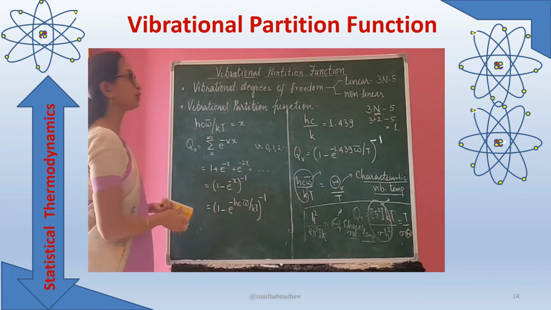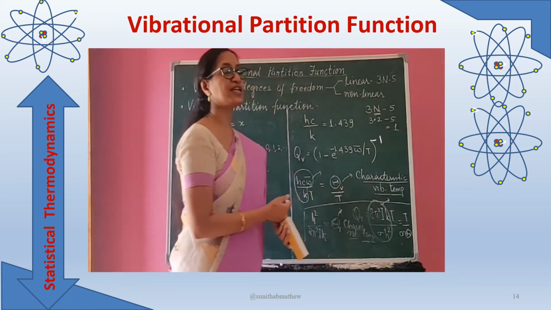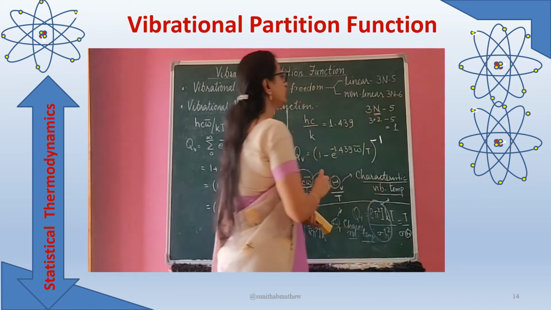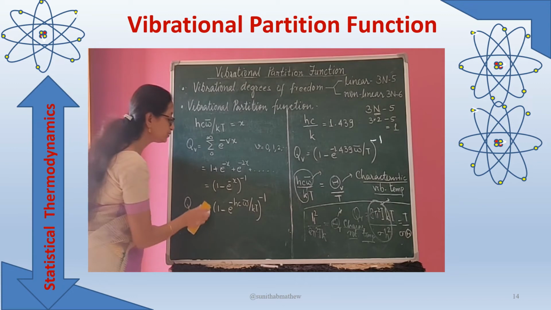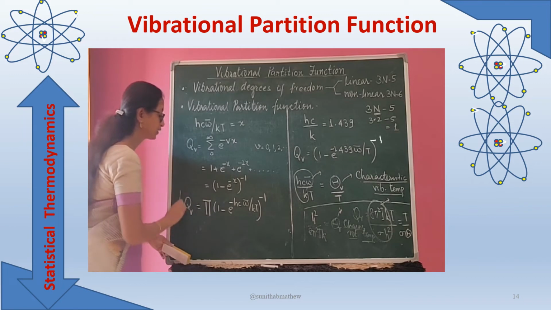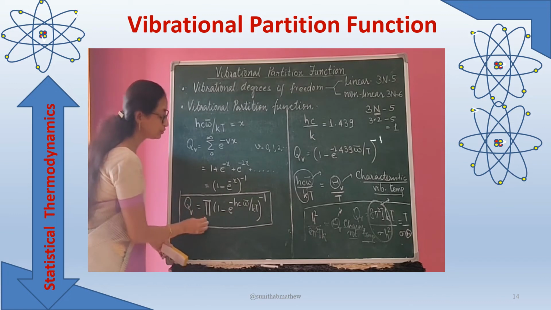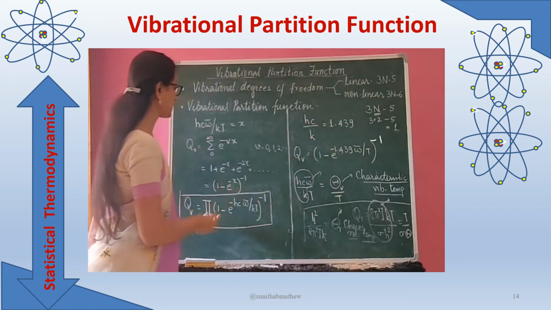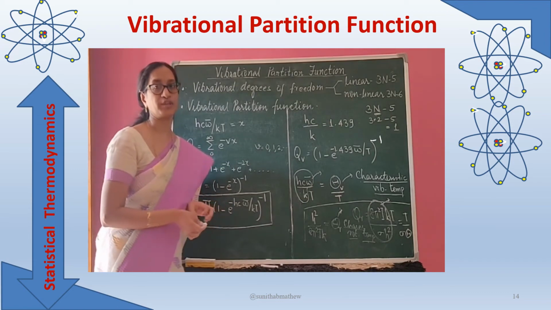Now for a polyatomic molecule, according to the degree of freedom, for linear it is 3n minus 5, for non-linear it is 3n minus 6. We have to take the product over all the modes, so for a polyatomic molecule we will have the partition function as the product over all the modes of vibration, whether it is 3n minus 5 or 3n minus 6. So this is all about the vibrational partition function.